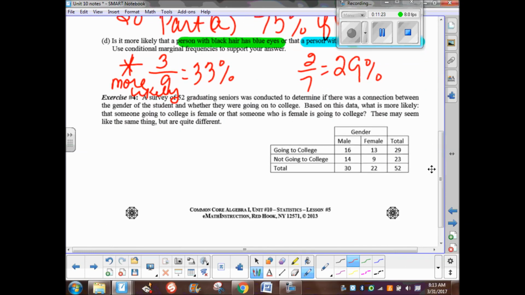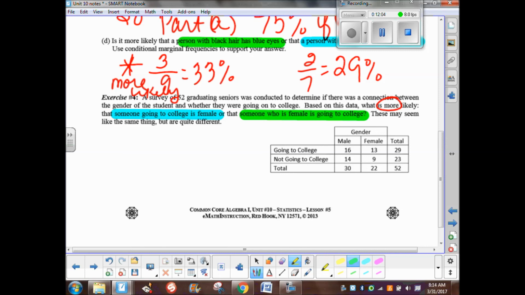Right? All right. So it says a survey of 52 graduating seniors was conducted to determine if there was a connection between the gender of a student, male, female, or whether or not they go to college. Based on this data, what is more likely? That someone going to college is female. Of all the people going to college, of those, how many are female? That's one thing. And then the other piece is that someone who is female is going to college.